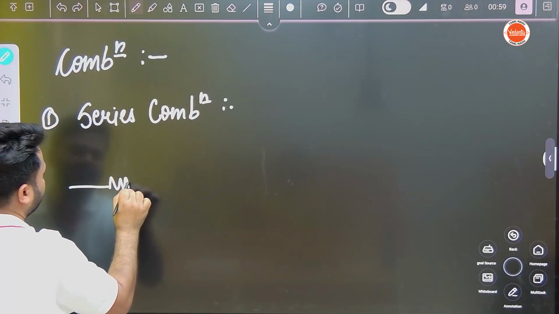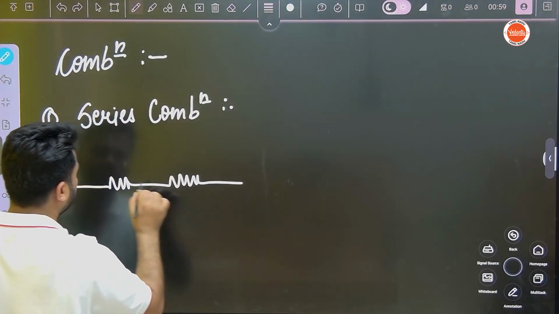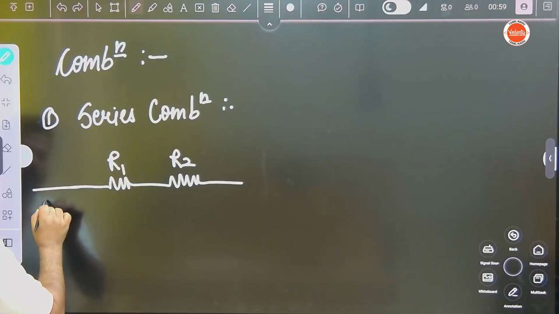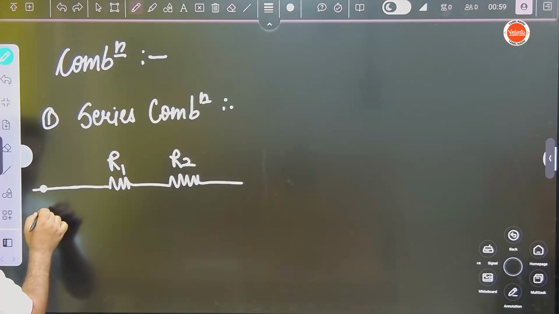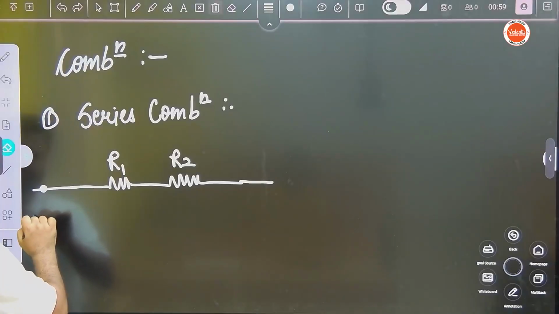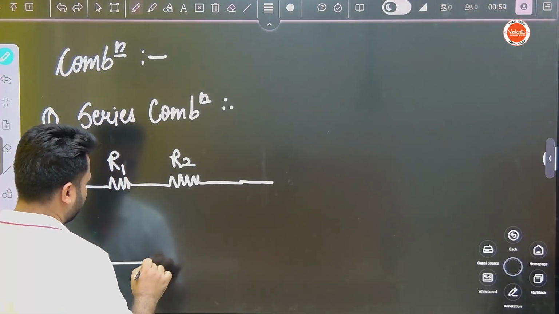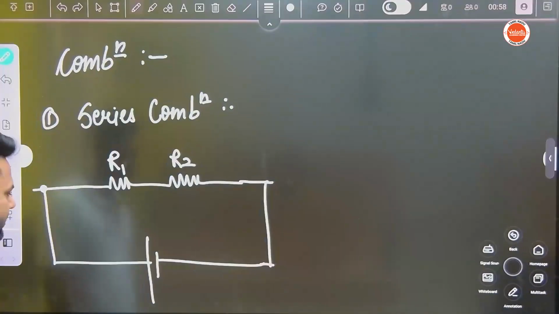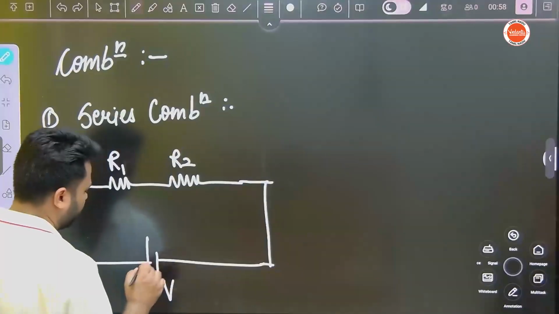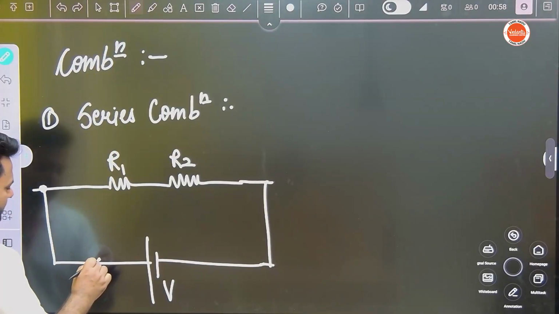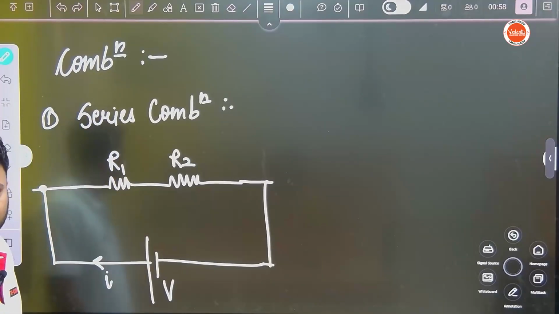Suppose there is one resistor like this. There is another resistor like this. This is R1. This is R2. Here potential is suppose V. Suppose we connect like this. You think like this. We are connecting these resistors by a battery. Right? Battery of voltage V. So what will happen? Current will flow like this. Suppose I current is flowing through this battery.